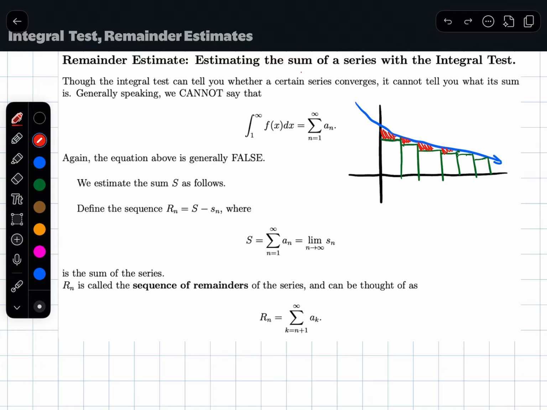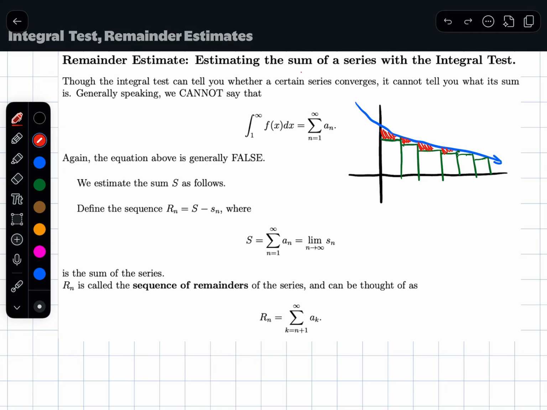So there's always some error in between this, and that does not tell us the sum of the series. It tells us that the series converges, but it doesn't tell us what the sum of the series is because of those red errors there. So if we want to actually find the sum of the series, how would we do it? We would do it this way.